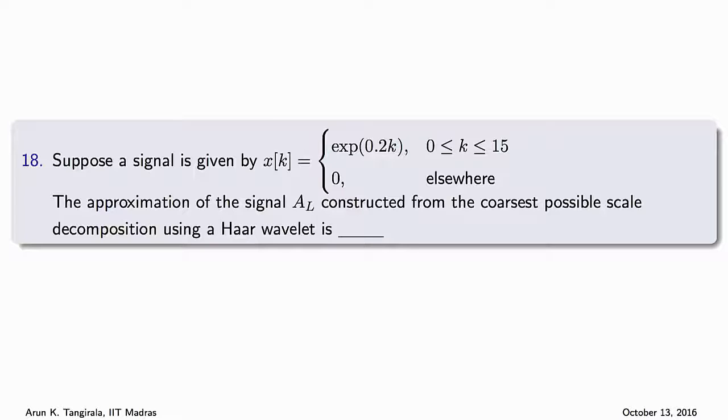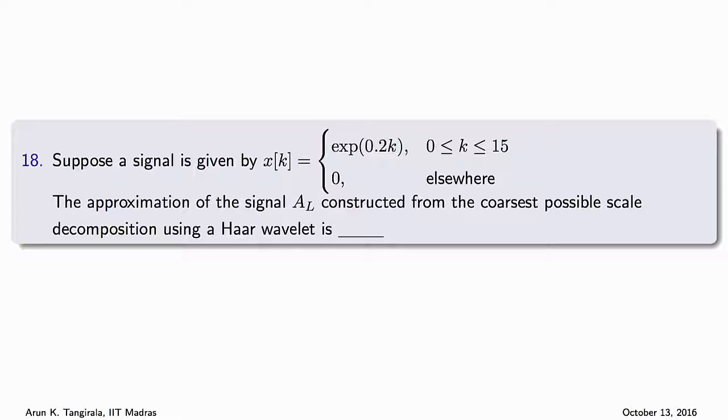So, it is a finite duration exponentially decaying signal, and the question that is being asked is the approximation of the signal constructed from the coarsest possible decomposition using a Haar wavelet. Now, this is one of the concepts that we have looked at previously. Remember, we talked about the coarsest possible decomposition earlier. The approximation constructed at the coarsest possible decomposition is simply the average, right?